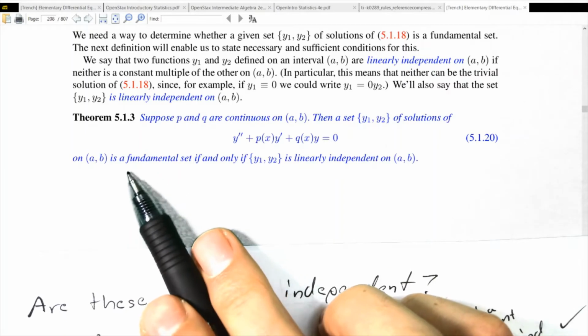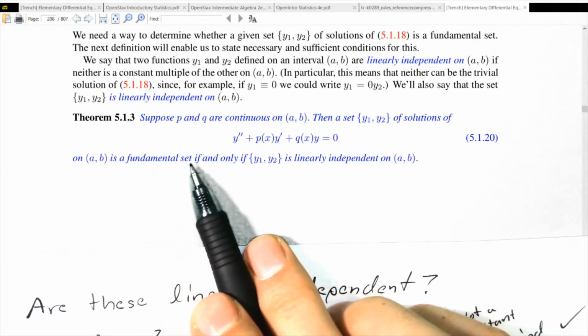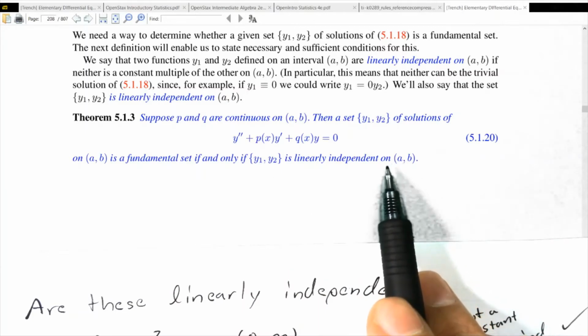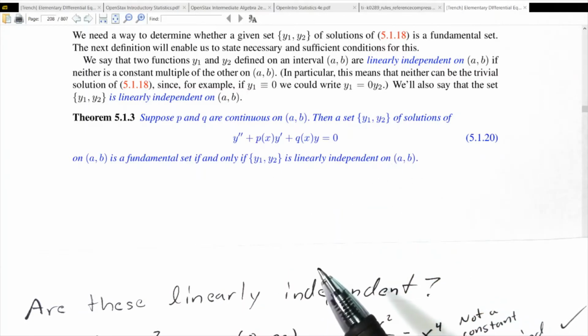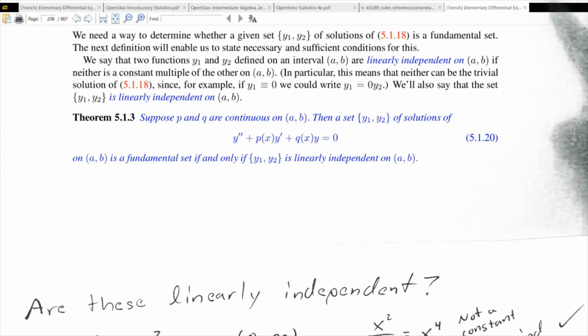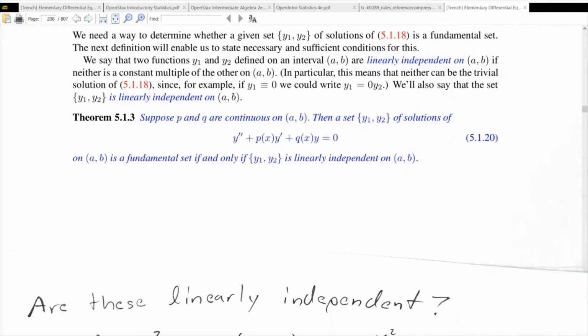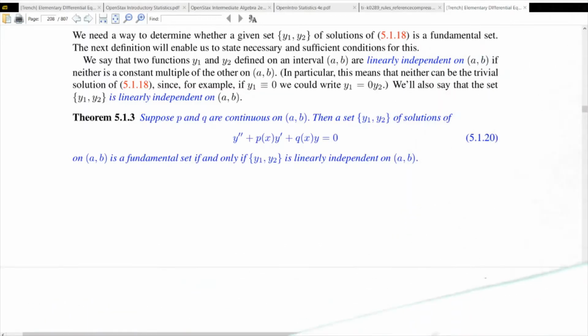And it's saying that it'll be a fundamental set if they are linearly independent. So by checking linear independence, we're verifying that they will be a fundamental set, and so we will be able to find the most general solution. So this is an amazingly powerful theorem. Let's put this theorem to work.